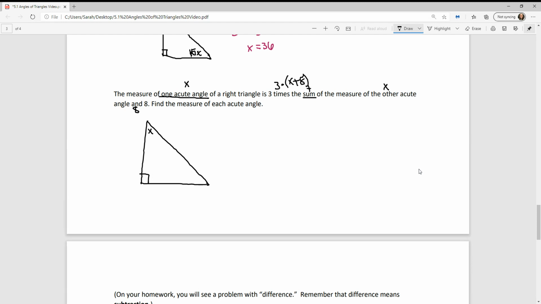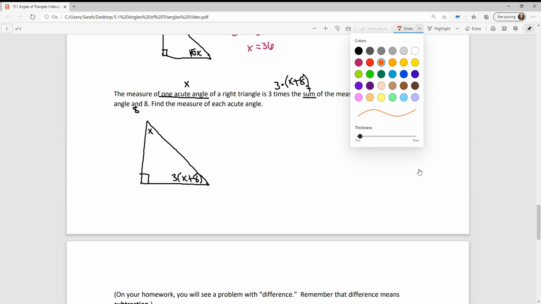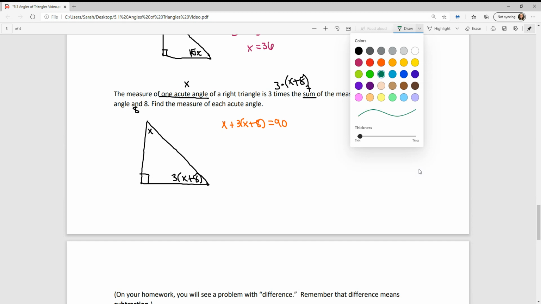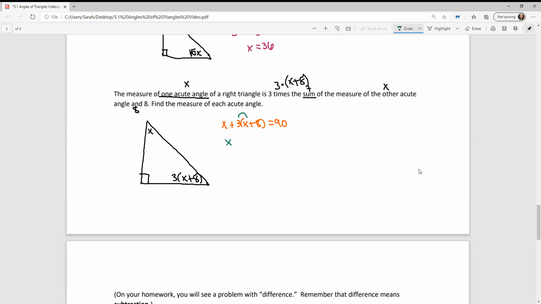We don't really need that times dot here, so this other angle we're just going to call 3 parentheses x plus 8. Wording there can get a little tricky. So then now we know that x and 3 parentheses x plus 8 need to add up to 90 since this is a right triangle. So then let's solve this out. We need to start by distributing the 3. 3 times x is 3x. 3 times 8 is 24.